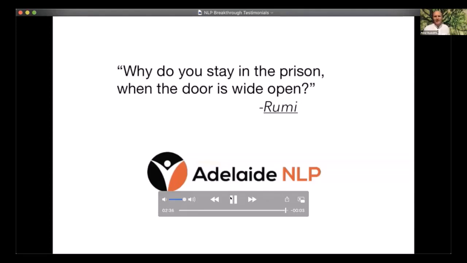So why stay in your own prison when there are people that have the door wide open, according to Rumi?